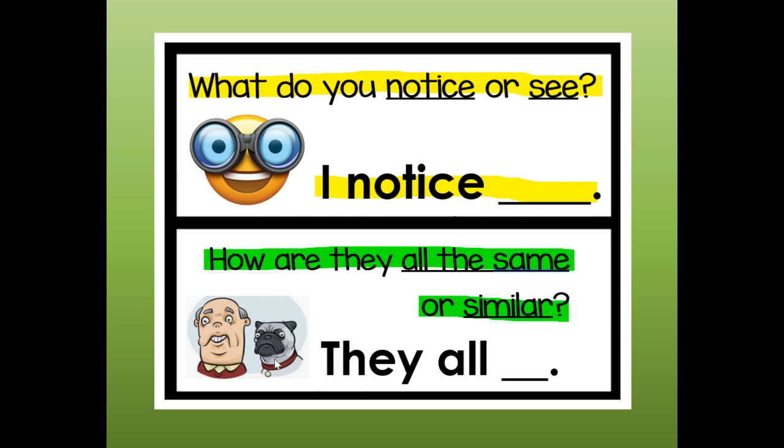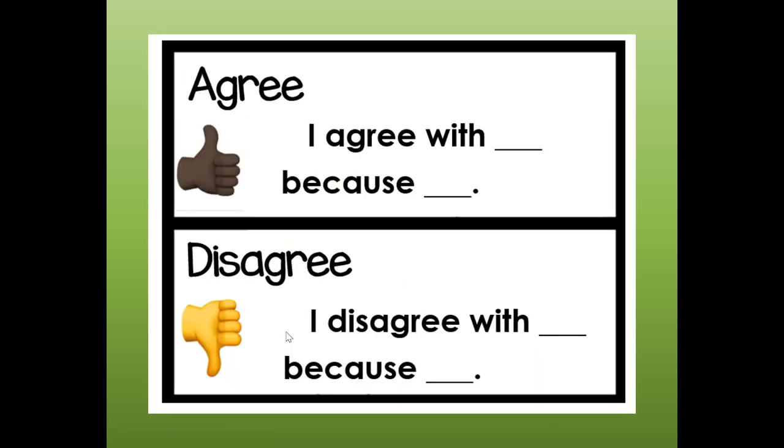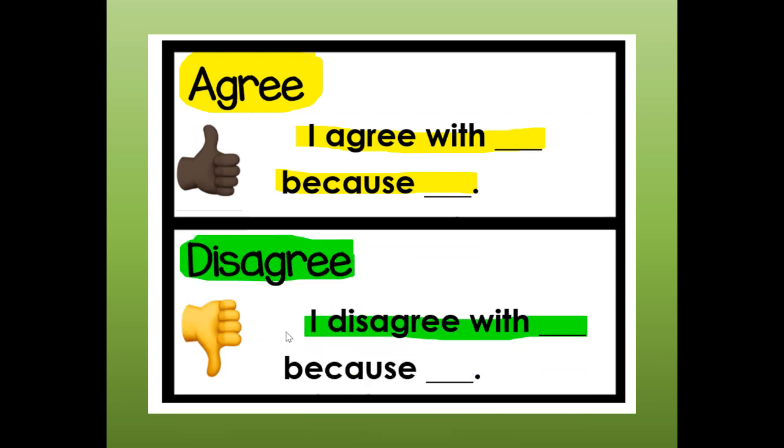So when I say, how are the pictures the same or similar, you'll say, they all have maroon, or they all have gray hair, or something like that. Also, some added things you can say is, I agree with you, Mrs. Pearson, because, and tell why, because I'm going to share my answers. Or you can say, I disagree with you, and tell me why.